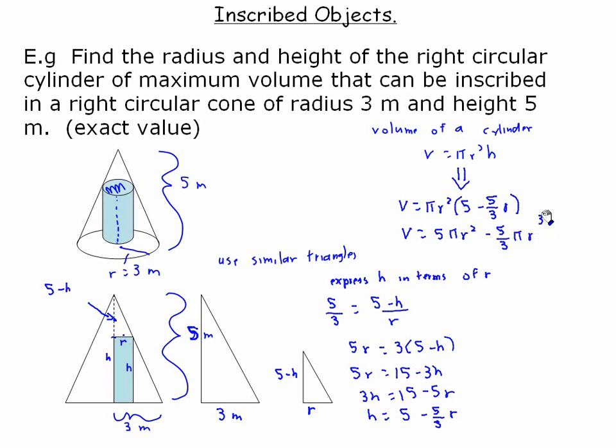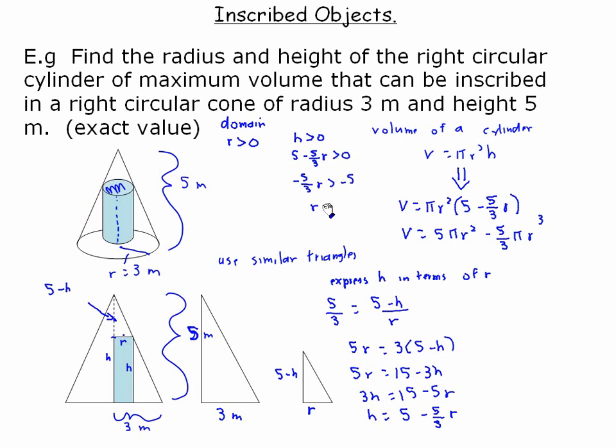And before we go any further, let's note the domain, because it was an issue in one of the earlier questions. The domain with this one, I think we would all agree that r has to be greater than 0. And then the other thing, though, is that h has to be greater than 0. Now, it sometimes isn't an issue, but if you have a more complicated equation like this, then it may be. So 5 minus 5 over 3r has to be greater than 0, because that's what the height is in terms of r. So minus 5 over 3r is greater than negative 5.